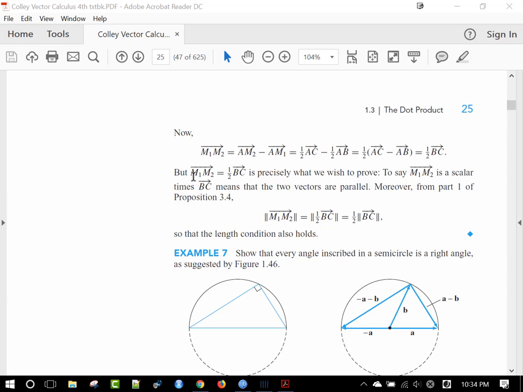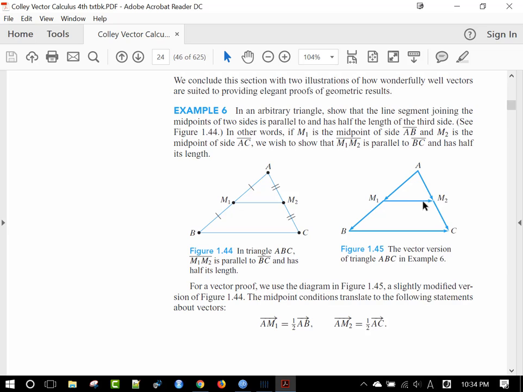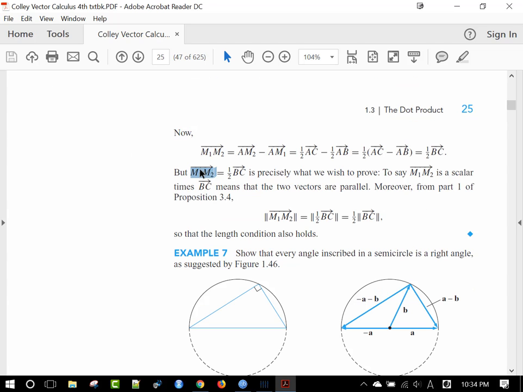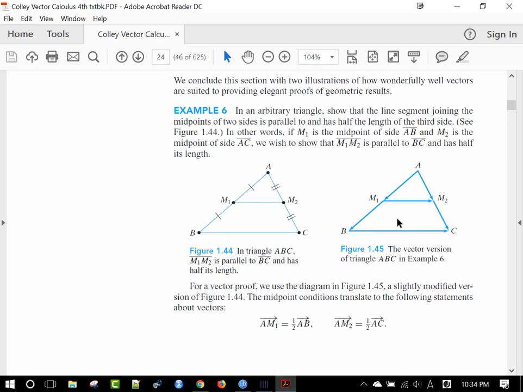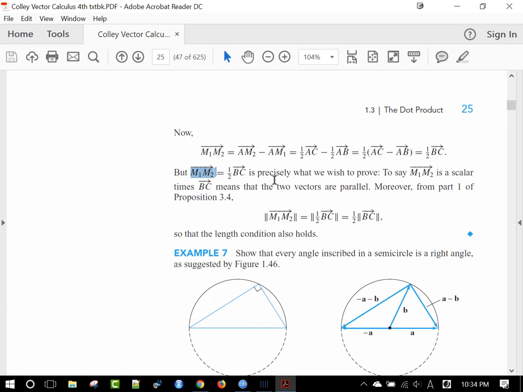And they said, but now we've shown that this, which is this one here, is 1/2 of the bottom one, BC. But that means that they're parallel, right? To say that this is a scalar multiple of this means that they're parallel. So the two vectors are parallel.